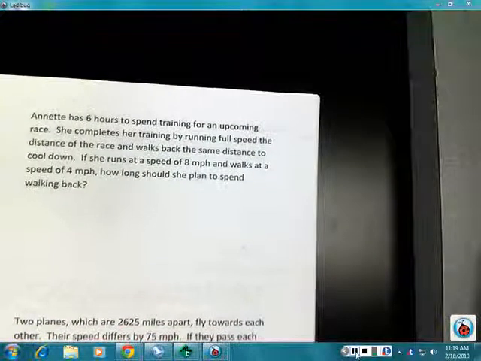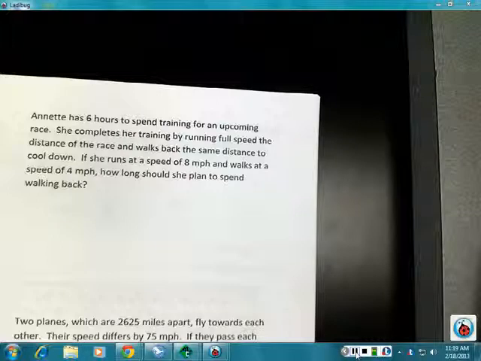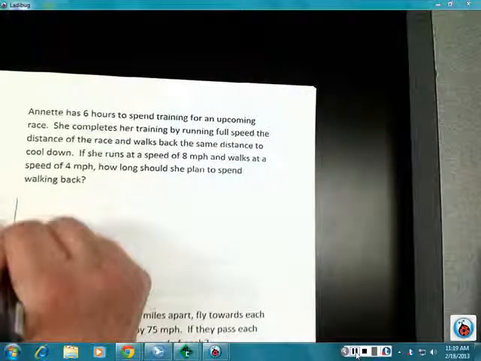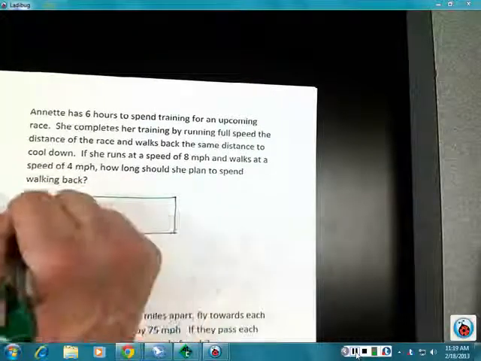Annette has 6 hours to spend training for an upcoming race. She completes her training by running full speed the distance of the race and walks back the same distance to cool down. If she runs at a speed of 8 miles per hour and walks at a speed of 4 miles per hour, how long would she plan to spend walking back? We'll set this one up, not necessarily solve it.